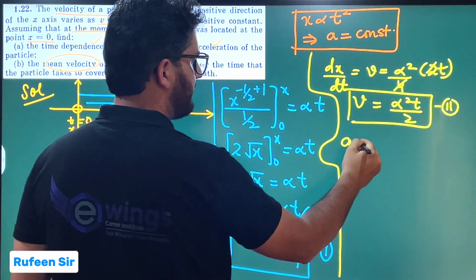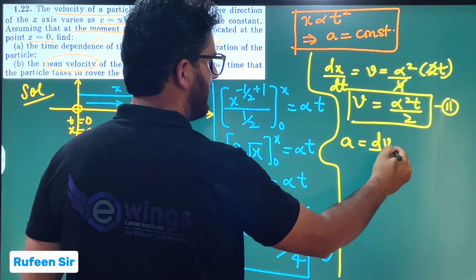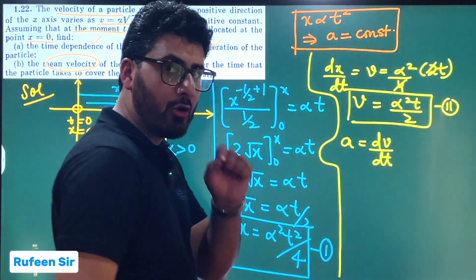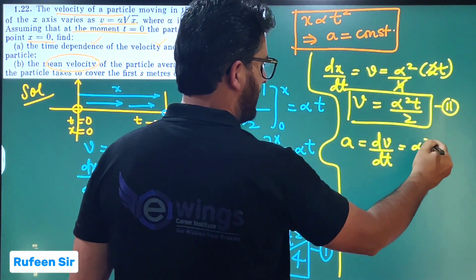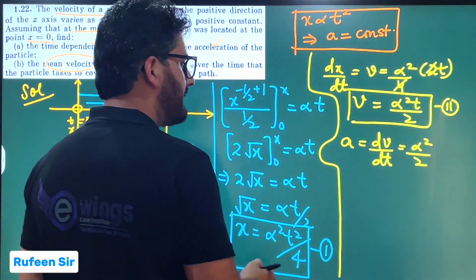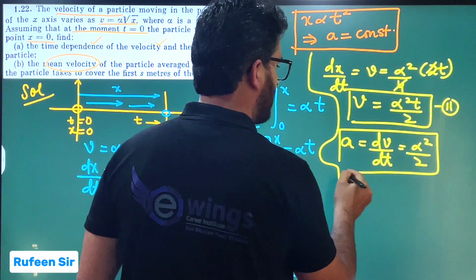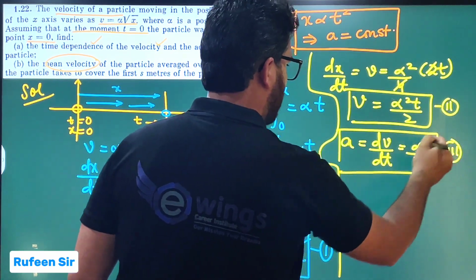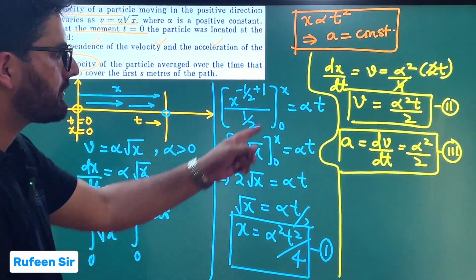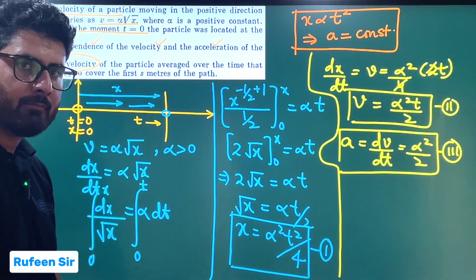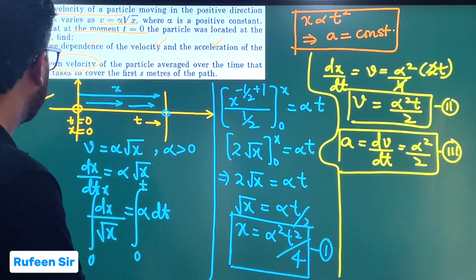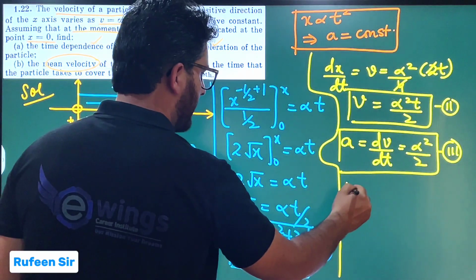If you want acceleration as a function of time, dv by dt, we can check it. Acceleration will not be a function of time because it's constant. It is alpha square by 2, because differentiation of t with respect to t is 1. This is my first part. Acceleration is constant, and velocity is a linear function of time because displacement was a quadratic function of time. One power decreases each time, my son. Now I have to find the mean velocity.